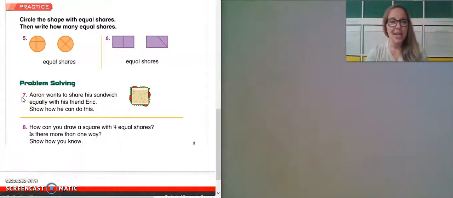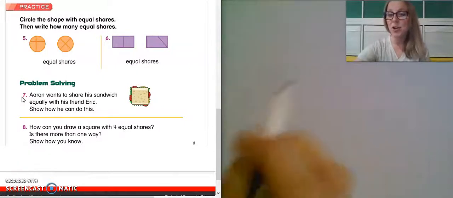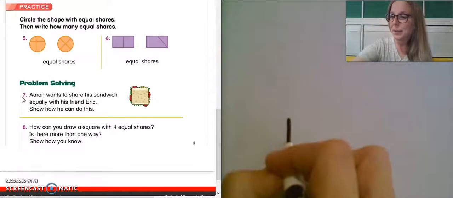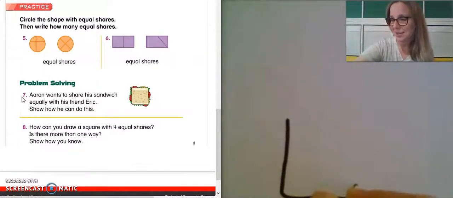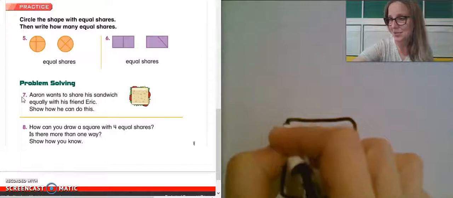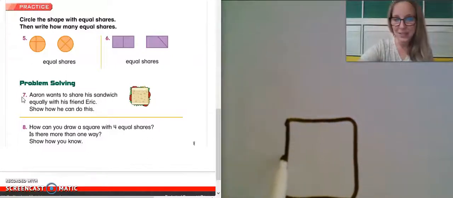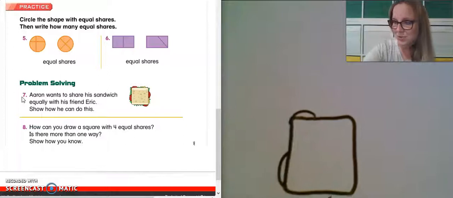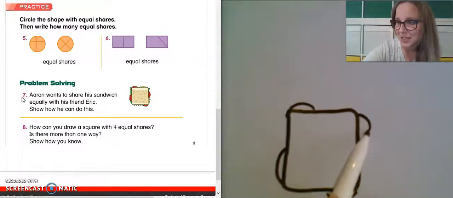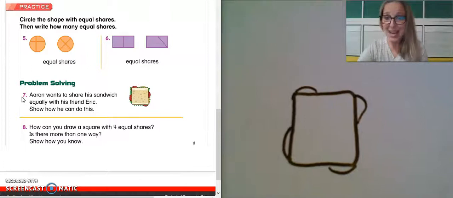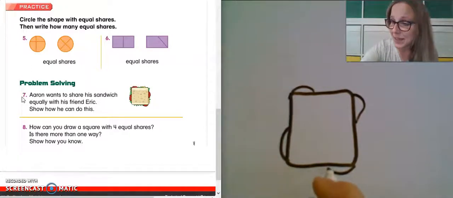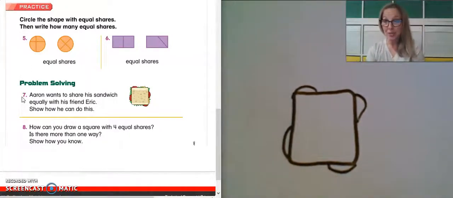Number 7 says, Aaron wants to share his sandwich. He wants to share it equally with his friend Eric. So show how he can do this. Now, I'm going to draw here on my whiteboard a picture that looks kind of like the sandwich that you have in your book. And then we've got, let's see, a tomato sticking out of each corner. You get the general idea here, okay? Now, we want to divide this sandwich into 2 parts, one for Aaron and one for Eric.